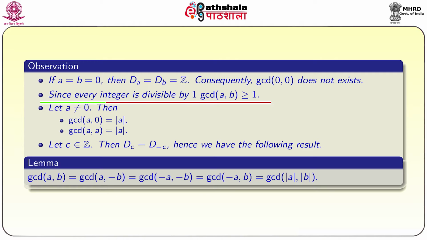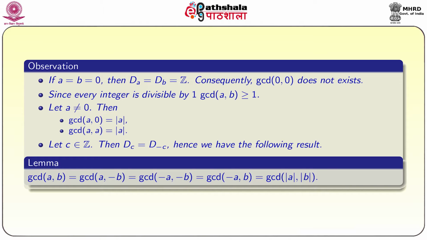Since every integer is divisible by 1, GCD of a, b is always greater than or equal to 1. Since we are looking for the maximum among the divisors, obviously GCD is a positive integer. So, obviously GCD of a, b is greater than or equal to 1.